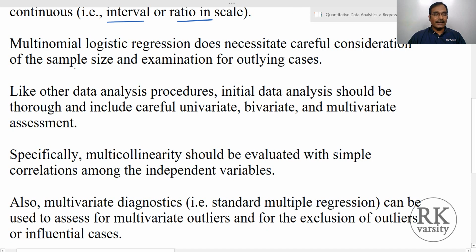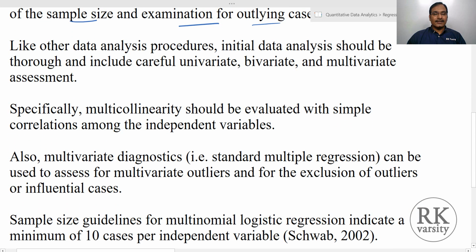examination of outlying cases. So sample size is not a factor at all, and examination of outlying cases or outliers is also not an assumption of multinomial logistic regression. Like other data analysis procedures, initial data analysis should be thorough and include careful univariate, bivariate and multivariate assessment. Before going for a multinomial regression, you need to verify each individual variable, that is independent variables, then bivariate, the relation between two independent variables, and multivariate, the relation between three or more independent variables, thoroughly before running a multinomial logistic regression.